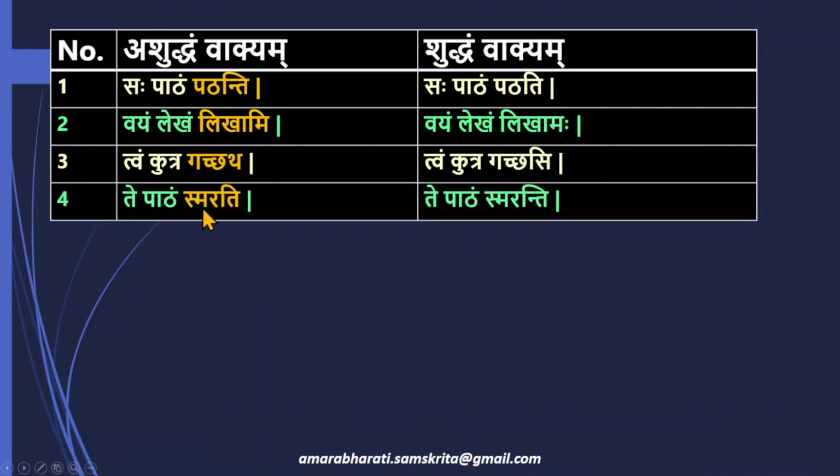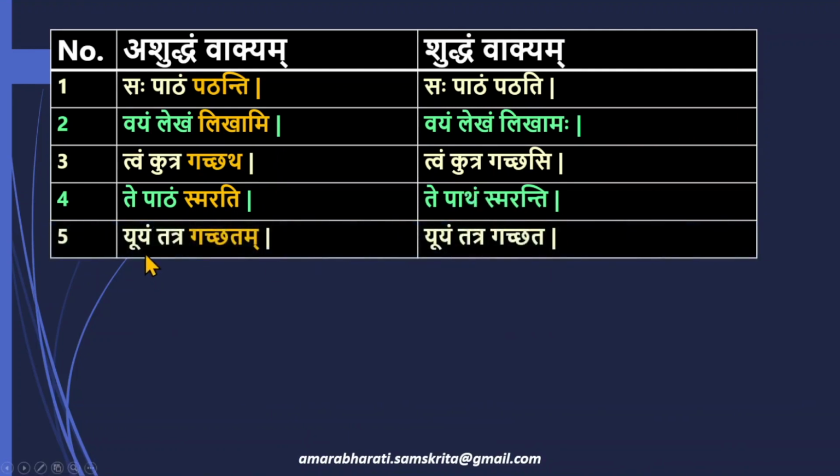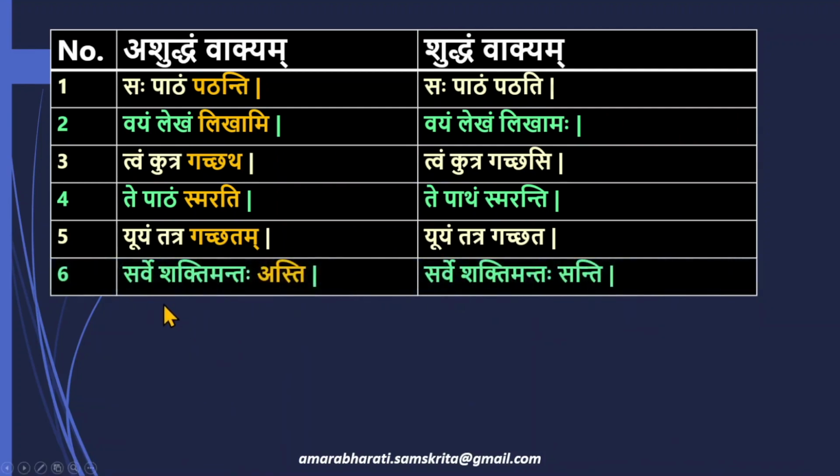Te patham smarati is wrong. Te is bahuvachana, te patham smaranti. Yuyam tatra gachatam. Yuyam is bahuvachana, yuyam tatra gachata is the right one. Sarve shaktimantaha asti. Sarve is bahuvachana pada. Asti is ekavachana, it is wrong. Sarve shaktimantas santi.